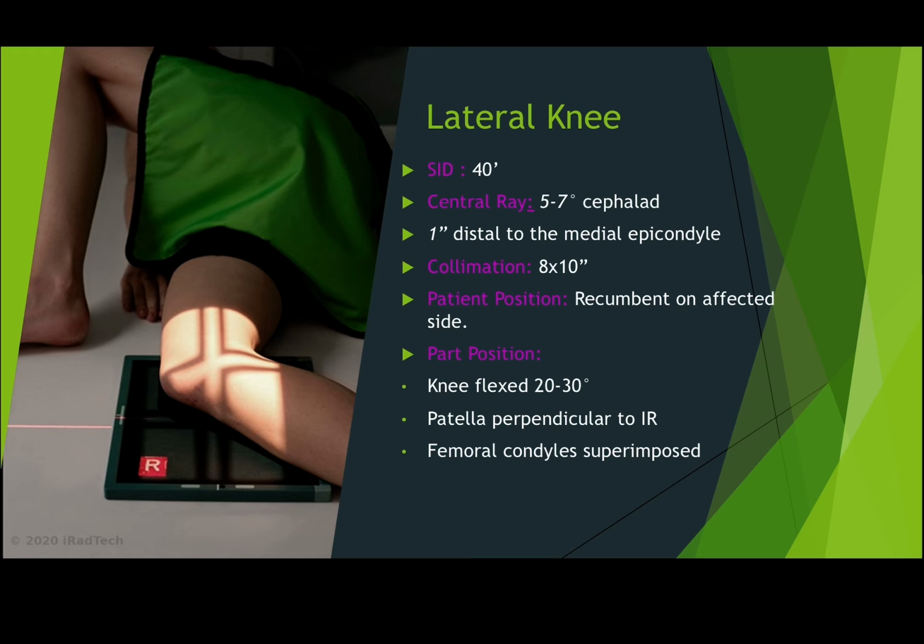So to start this projection, we do an SID of 40. Our central ray is 5 to 7 degrees cephalad. And the reason we do this is because the medial femoral condyle sits lower than the lateral femoral condyle. And by using this angulation, it will make them superimpose. Also, our collimation is 8 by 10. We're going to position our patient in a recumbent position on the affected side with the knee flexed 20 to 30 degrees so that the patella is perpendicular to the IR.